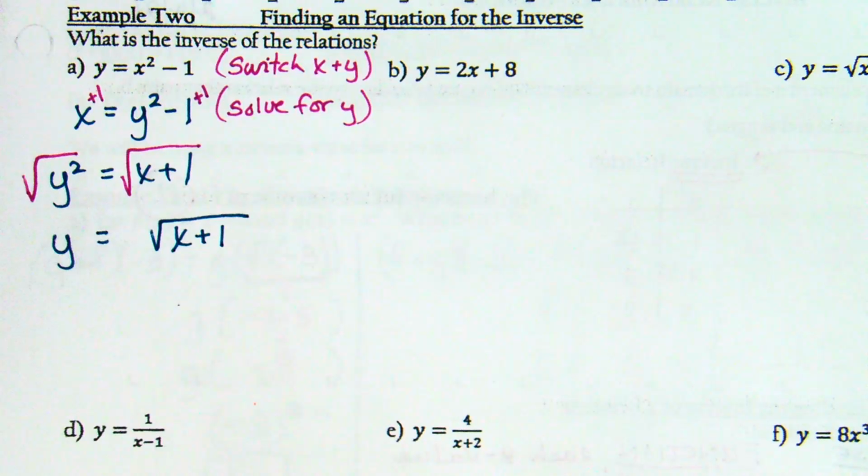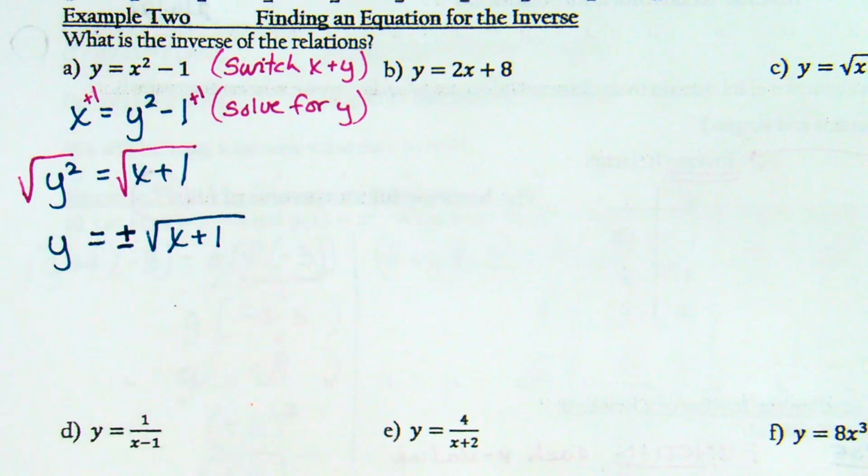I say this every time we do this. When you're solving an equation and you take a square root in an equation setting, what do we have to tack on? Plus or minus. Every time you take a square root in an equation setting, you tag on a plus or minus. So this is really y equals plus or minus the square root of x plus 1.